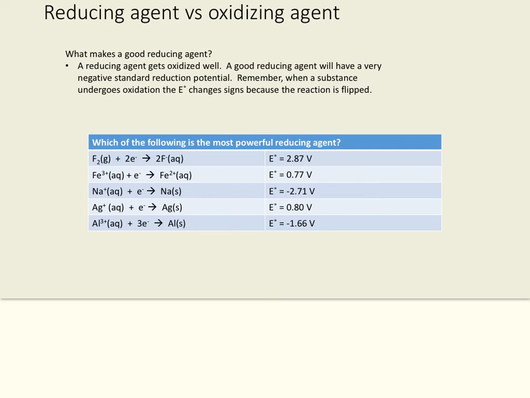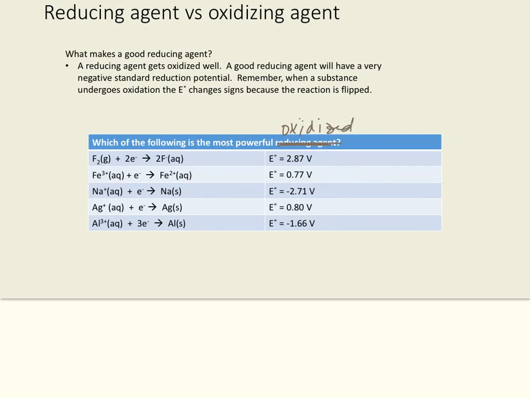And so what makes a good reducing agent? A reducing agent gets oxidized well. A good reducing agent will have a very negative standard reduction potential. Remember, when a substance undergoes oxidation, the cell potential changes signs because the reaction is flipped. And so which of the following is the most powerful reducing agent? And for a reducing agent, I would mark it out and say oxidized. So which one of these would be good at being oxidized?